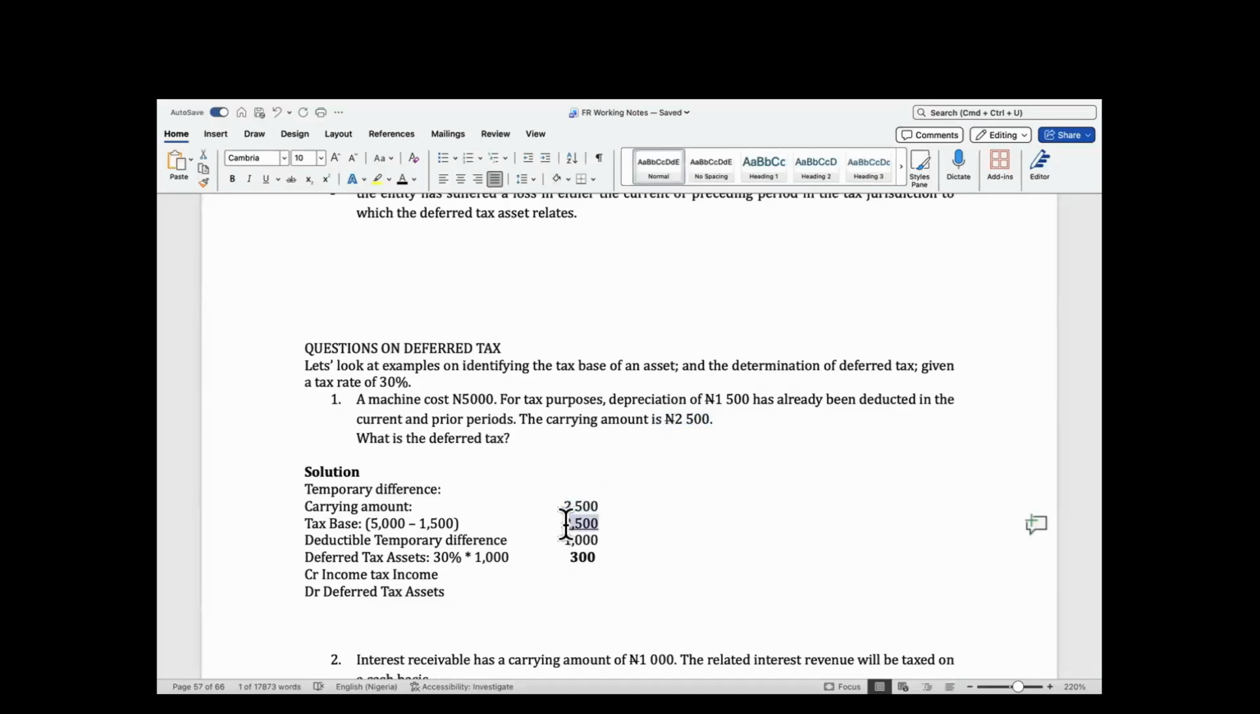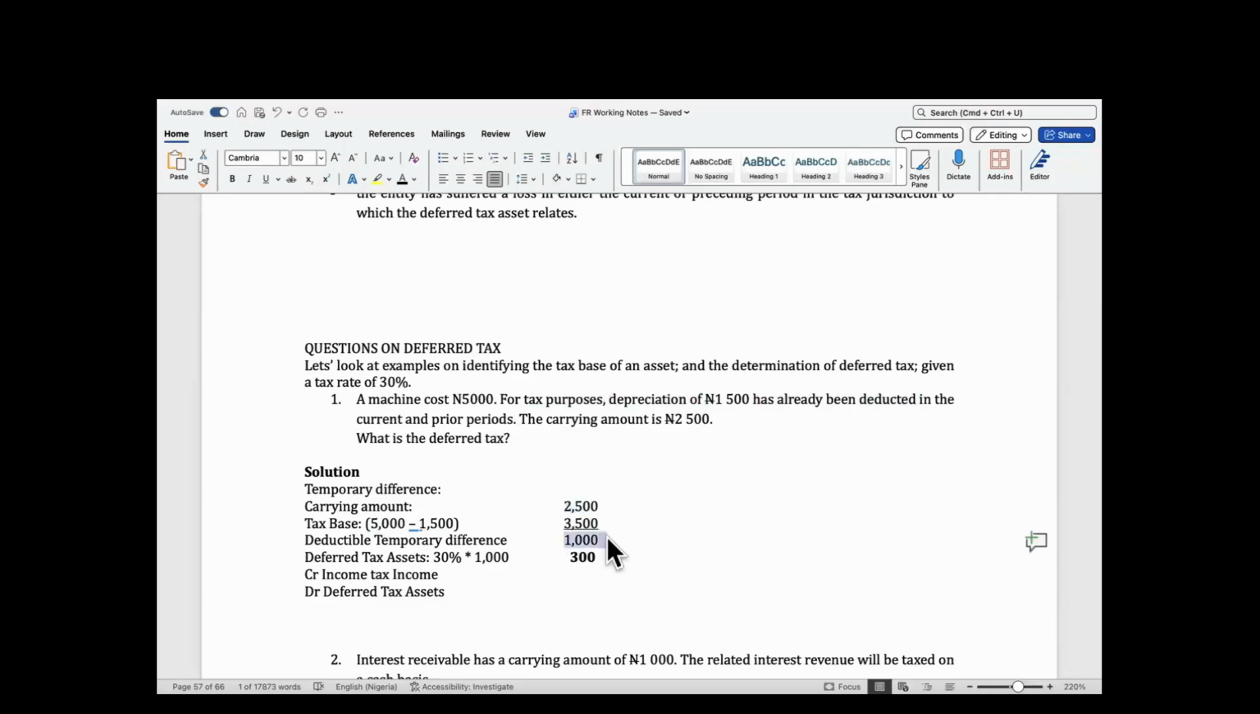But here, they didn't give us the tax base. If they wanted to give you the tax base directly, they would give you 3.5, because this has already been deducted, meaning they have allowed it for you from profits in your P&L. They have allowed it for you for tax computations, right? So as a result, what is remaining for you for deduction in the future is 3.5. I take away what they have given me from the cost, remaining 3.5. As far as my own books are concerned, I have 2.5.